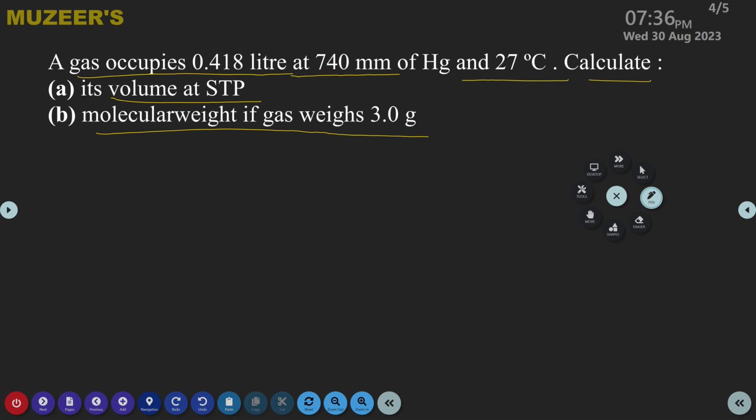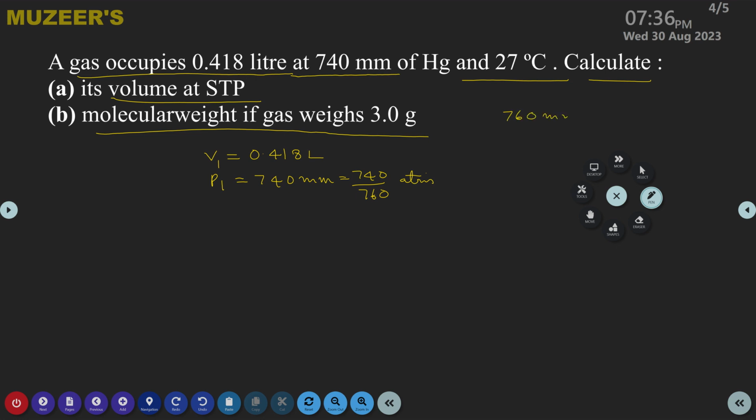So here what is given? Volume of the gas is given. How much? That is 0.418 liters. And what is given here? That is V1. And pressure P1 is equal to 740 mm. That is nothing but 740 by 760 atmospheres. Okay.